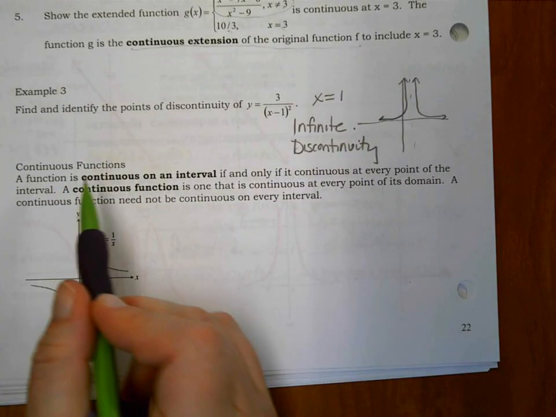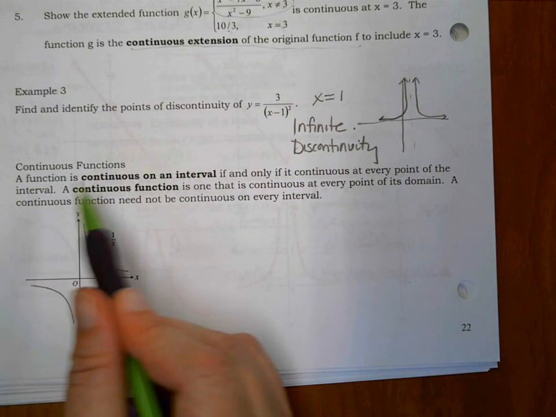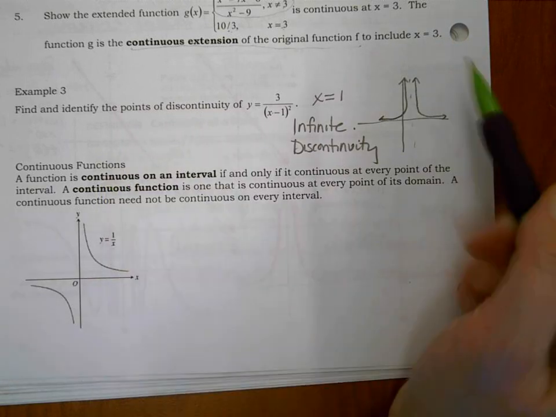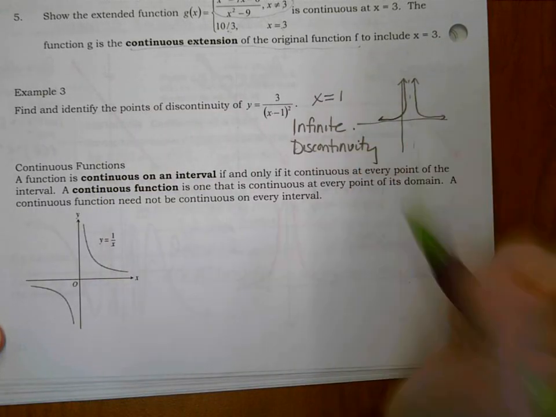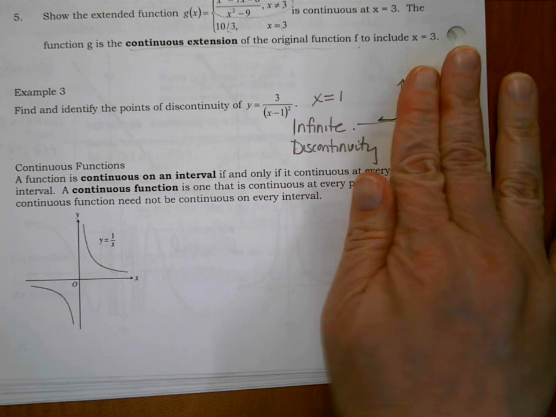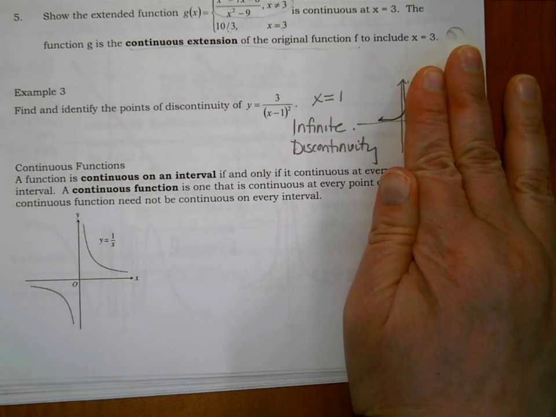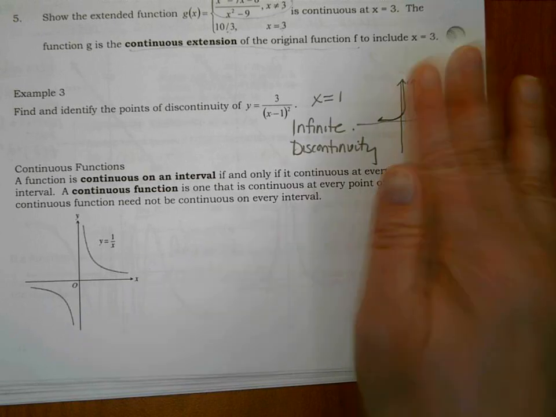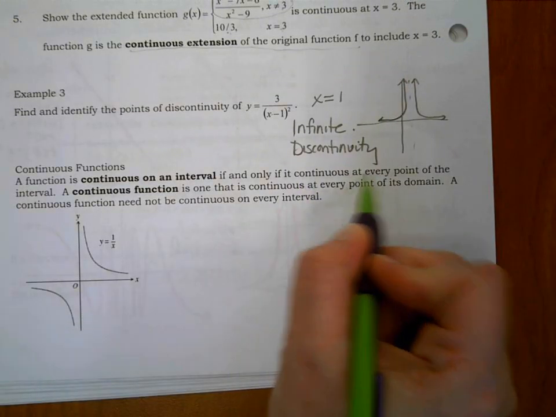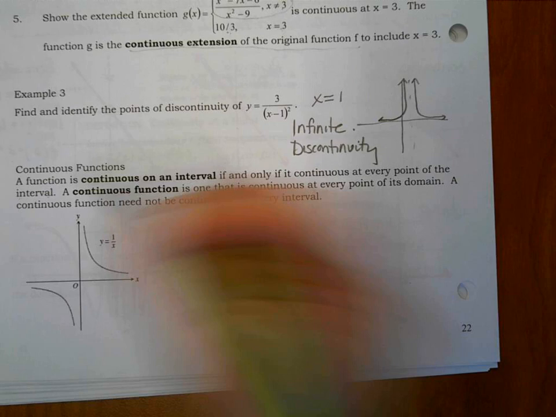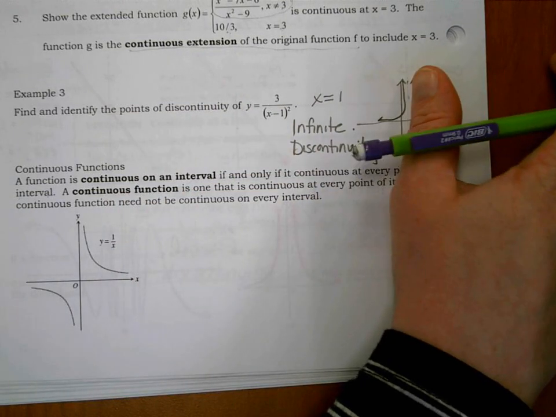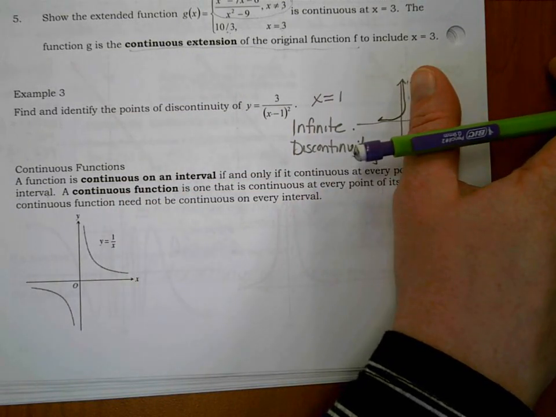All right, and I think we talked about this next part before, continuous functions. You might have a function that's discontinuous, like this one, but if I looked at just a section of it, that little part there is continuous. So we can say that a function is continuous on an interval if and only if it is continuous at every point in the interval. So that would be like if I said, okay, this is continuous from -infinity to 1.